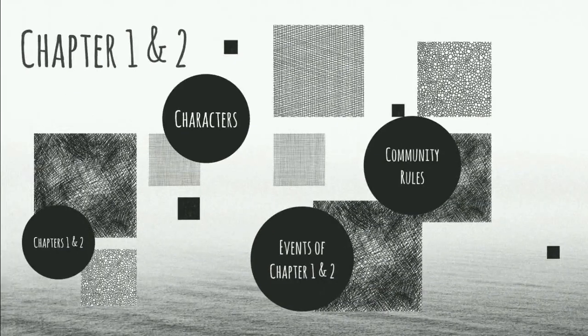So that is chapter 1 and 2 of The Giver. The author gives us a lot of information so we can understand what kind of a life Jonas is living and how his life will quickly change when he turns 12.